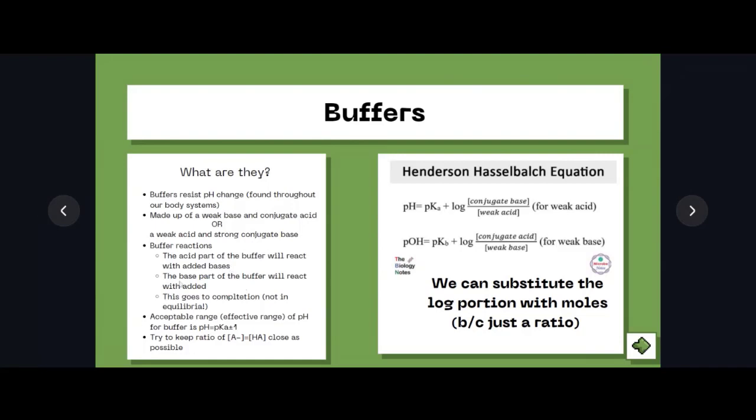The other way, the base part of the buffer will react with the added acid. That should be acid right here, I'll go ahead and fix that. This goes to completion, and this is a limiting reactant problem, because notice how we're adding two different things, where we have an added solution and it's reacting with the other. So instead of talking about equilibrium at this point, we're talking about a limiting reactant problem. So which one will dictate where the reaction goes?